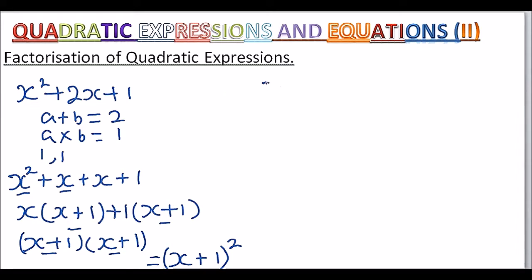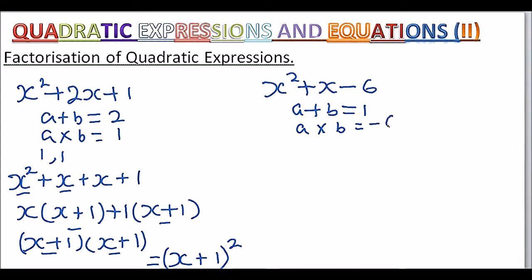The other one, we will say it is x squared plus x minus 6. So here the coefficient of x is 1, so we get two numbers, a, when you add to b, should give you 1, and when you multiply these two numbers, you should get minus 6. So we will take 3 and minus 2.